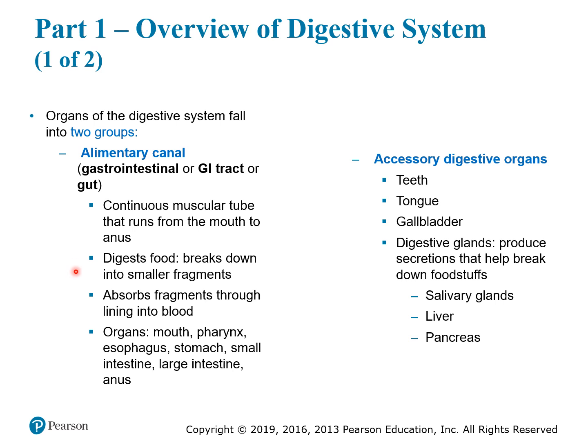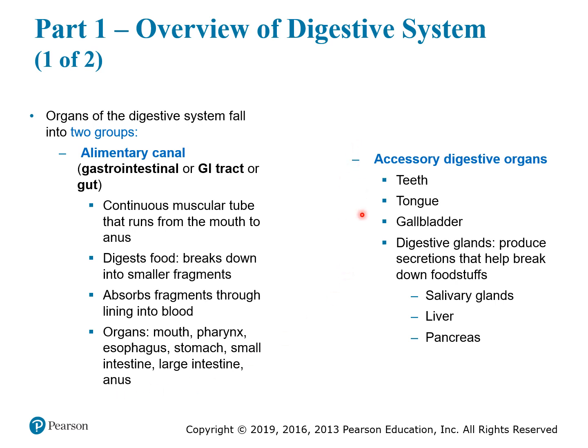It means that it breaks down the food into smaller fragments and then it absorbs the fragments through the lining into the blood. The organs of the alimentary canal, let's start at the mouth, and then behind the mouth there is the pharynx, then there is the esophagus, stomach, small intestine, large intestine, and the anus.